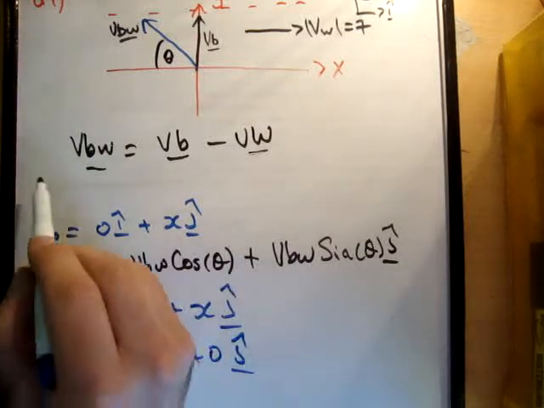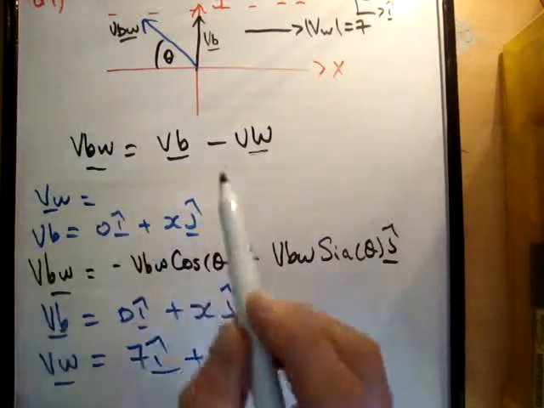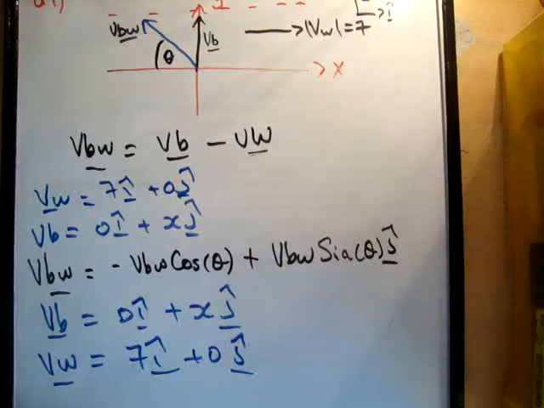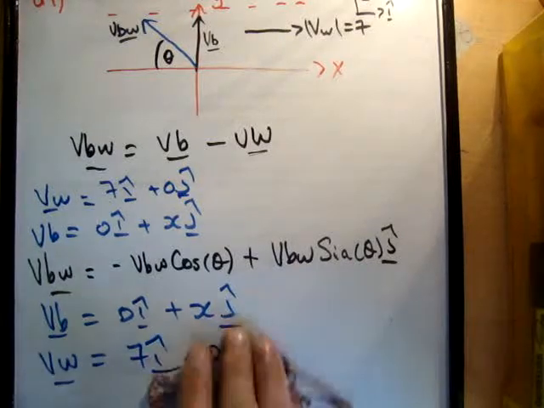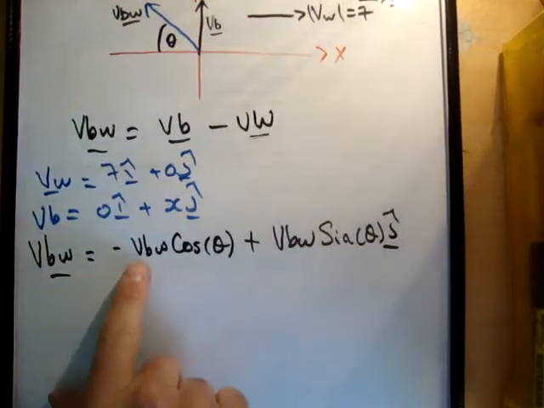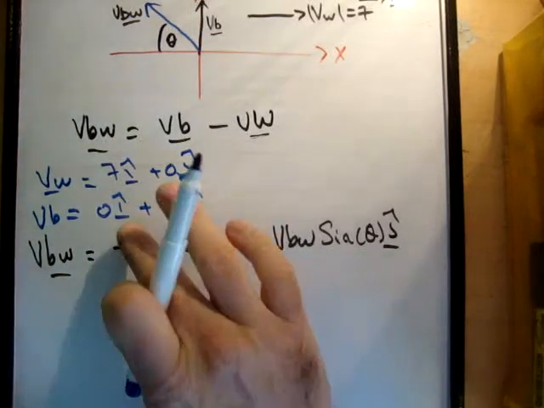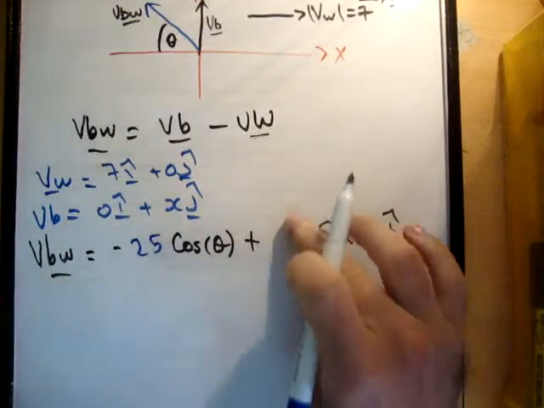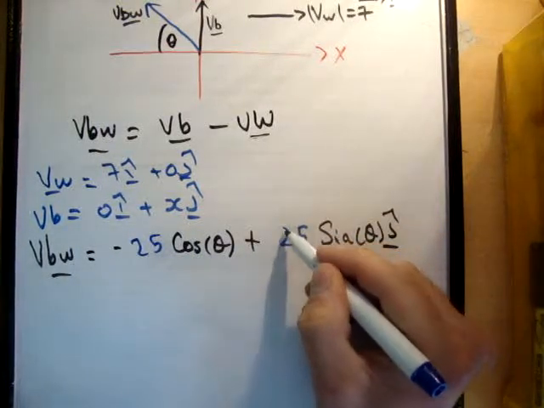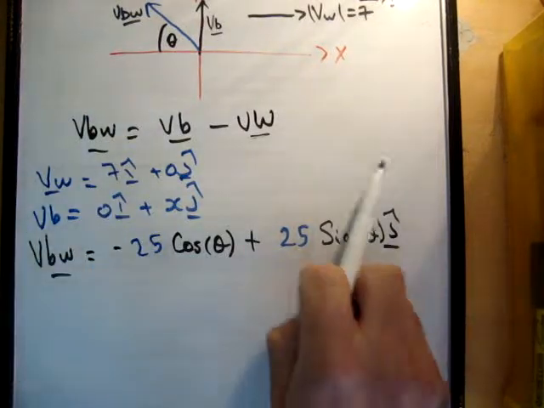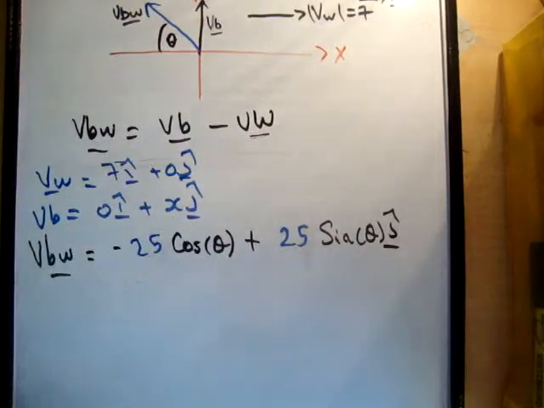When I say x, I mean that it's unknown at the moment. X is just a variable that I'm going to use. Alright, so now with all this information here, we should be able to work out something. We know, of course, the magnitude of VBW is equal to 25, because we're given that. That's how fast it can go in still water. So let's put all these three pieces of information into this equation here and see what we get.